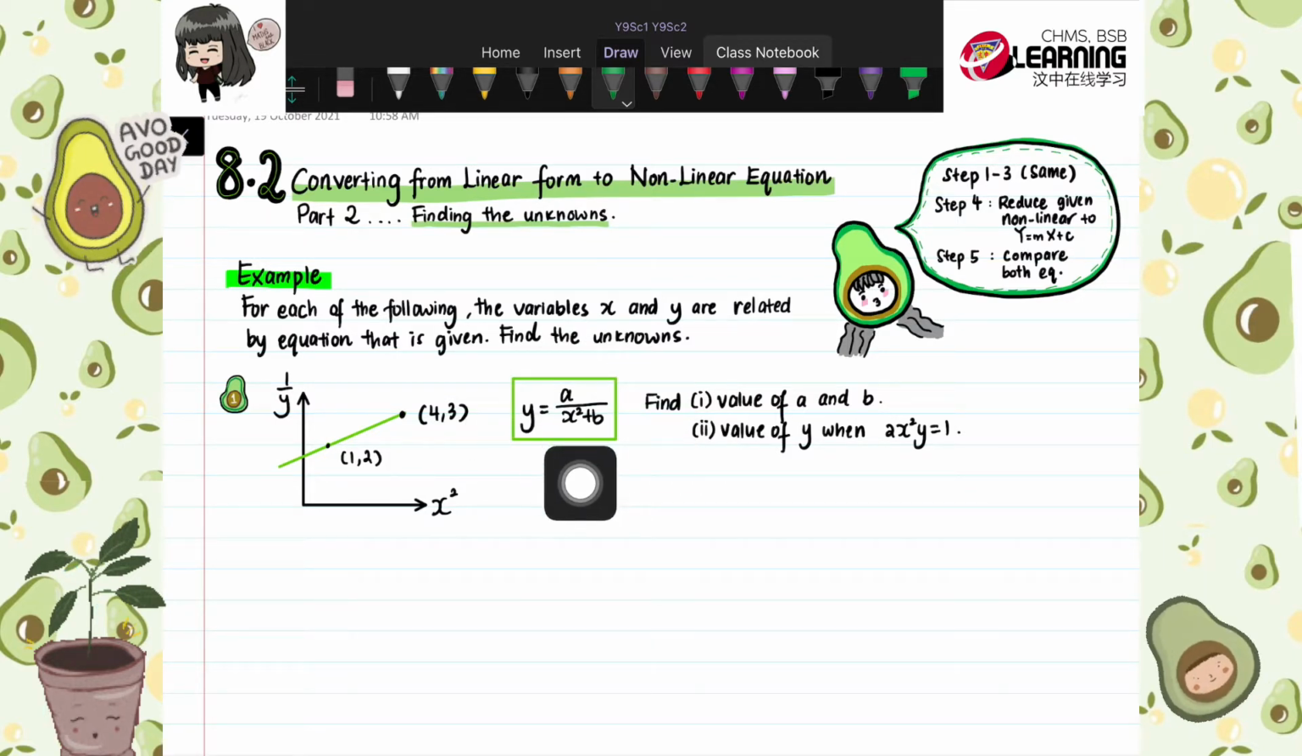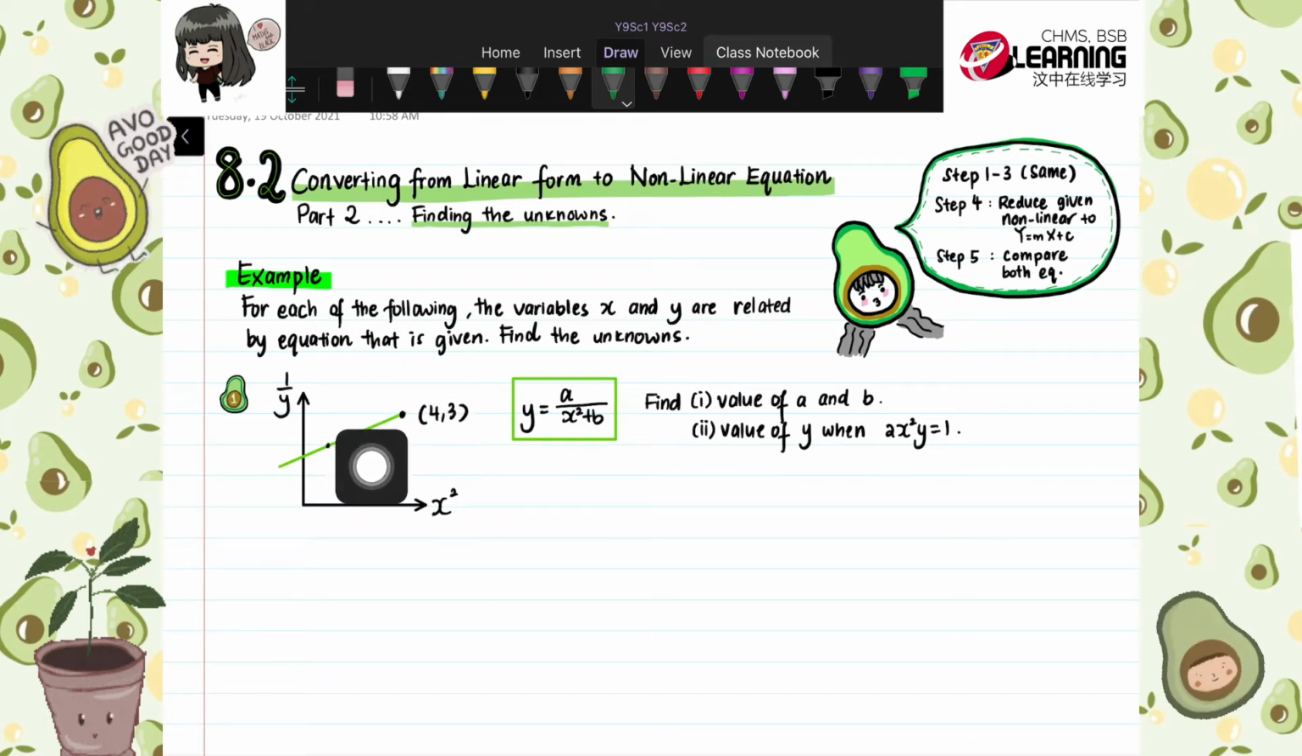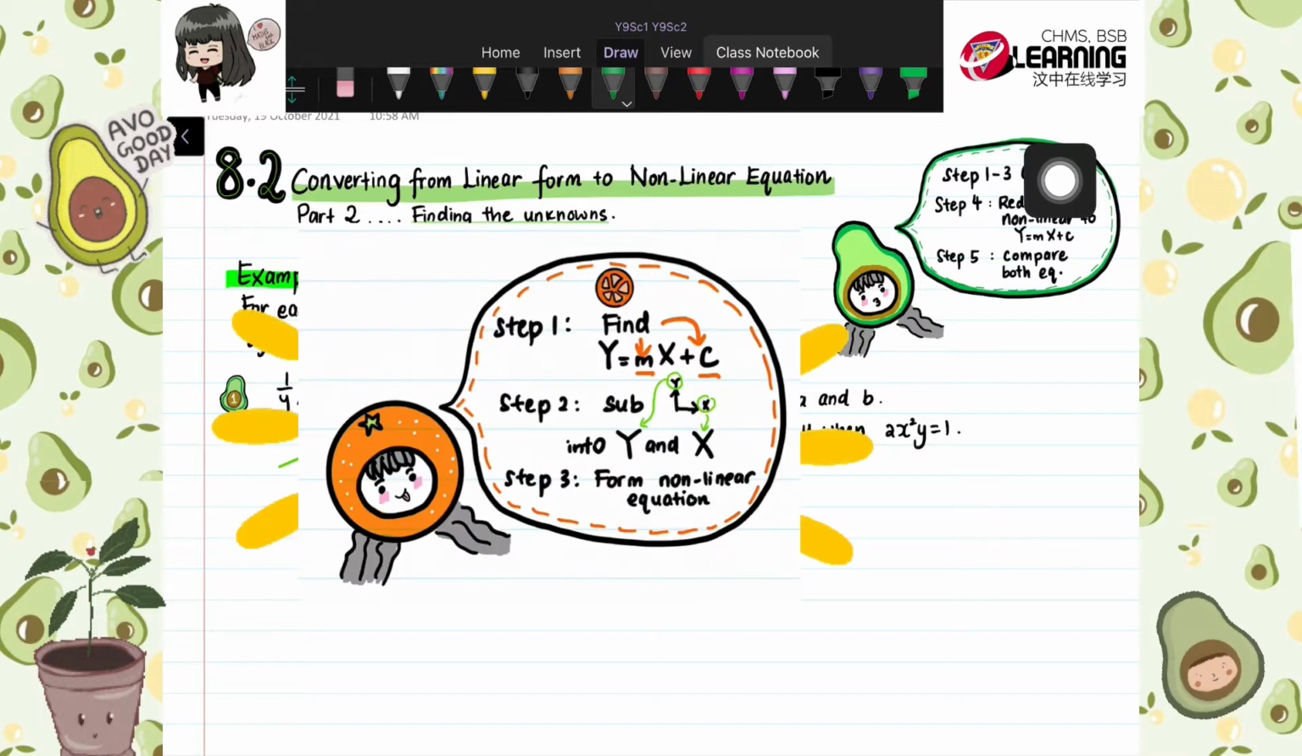Okay, so the steps here: when you are given an equation and you are given a graph like this, from which you can find the gradient and find your c, you need to add on a few steps. Step 1 and 3 are still the same. I hope you remember what step 1 until step 3 are. You can refer back to your notes.